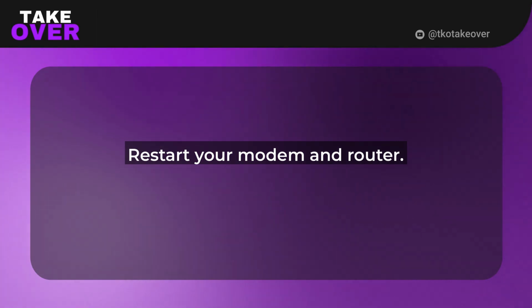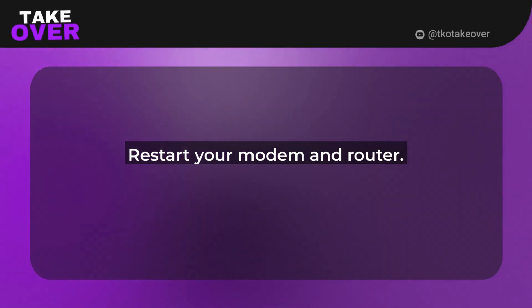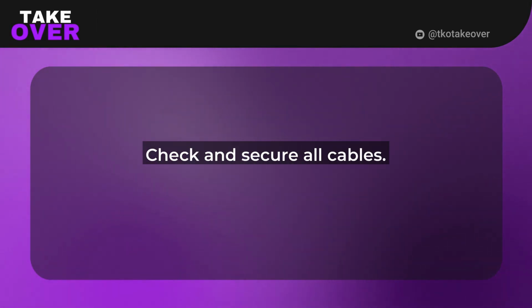First off, let's quickly understand what Spectrum Limited Mode is. It's basically a way for your internet service provider to throttle your speeds when you've hit certain limits, like data usage, or if there's an underlying technical issue. The good news? Most fixes are straightforward and can be done from the comfort of your home.